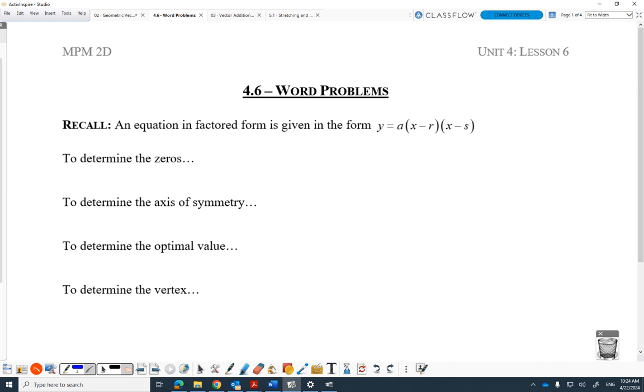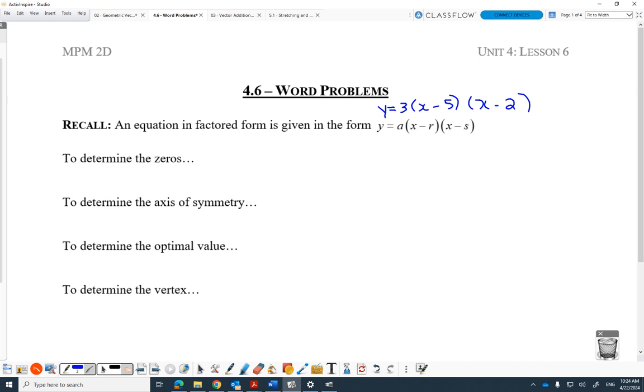Recall, an equation in factored form is given by y equals a, x minus r, x minus s. Again, if these letters confuse you, then underneath write an actual equation. Or over top. I'm going to put it over top. Say it was y equals 3, x minus 5, x minus 2. I just made one up there. So when they come out with these algebraic expressions that are very confusing, try putting some numbers in there. Not for the x's, for the other things, and go, well, what if it was like this?